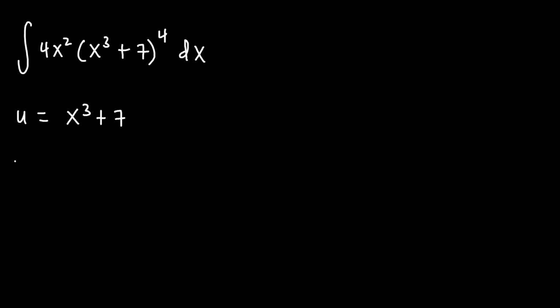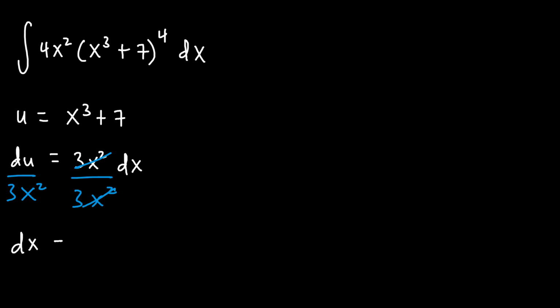And if we differentiate this, du will be equal to the derivative of x to the power of 3, which is 3x to the power of 2, and the derivative of 7 is 0, times dx. And this x to the power of 2 will be able to cancel with this. And to find dx, let's divide both sides by 3x to the power of 2. This will cancel with that. And so we shall have dx equaling to du divided by 3x to the power of 2.